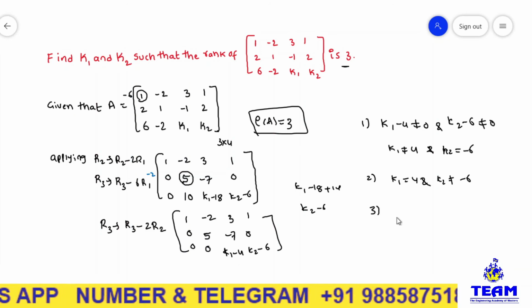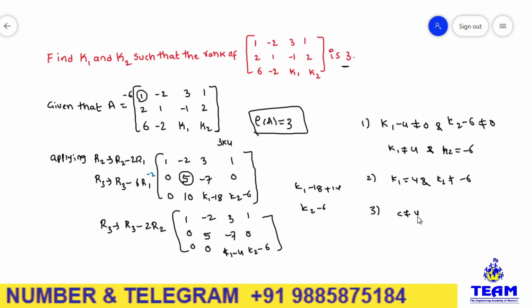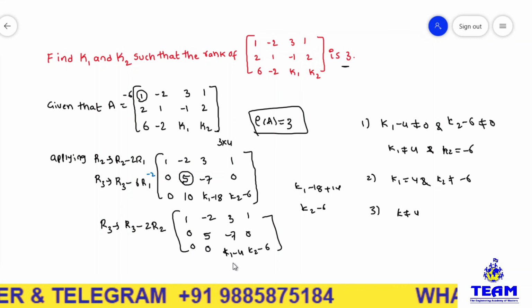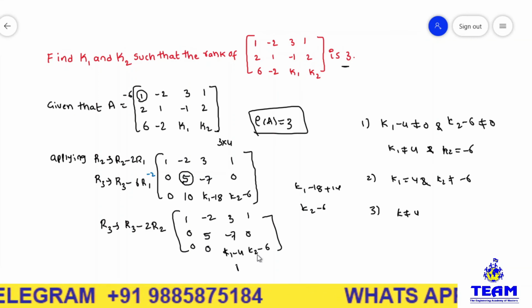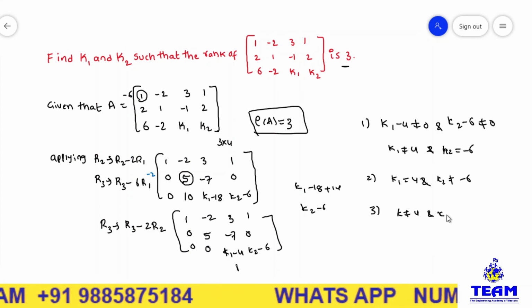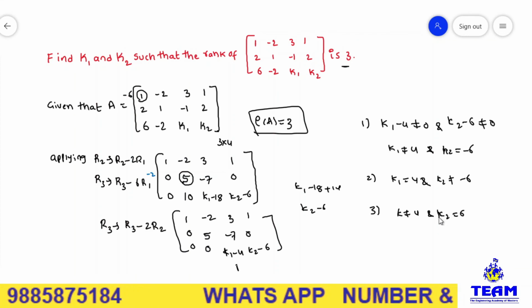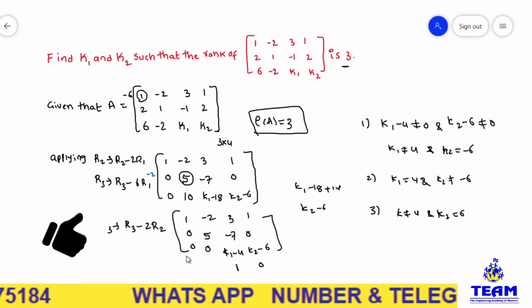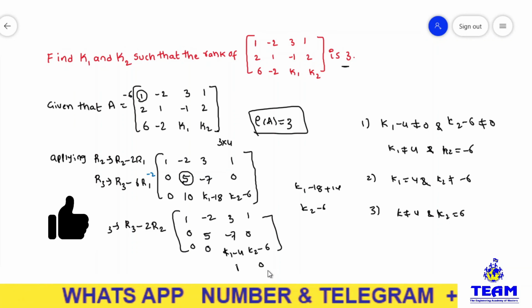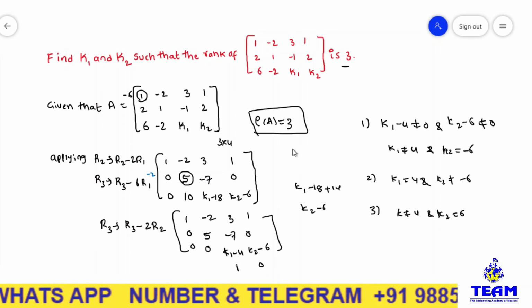Next you have a third case. In the third case K1 is not equal to 4, friends. K1 is not equal to 4. So if I consider K1 is 5, 5 minus 4 is 1. K2 I can consider as 6. If I consider K2 is 6, what will happen? This is 0. Now we observe 0 0 1 0. So in this case also rank of A is 3.